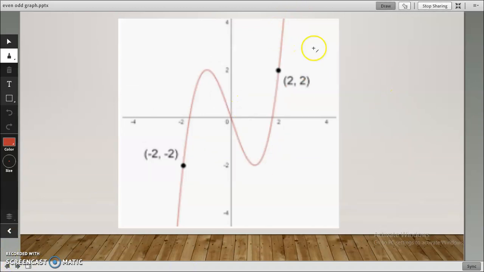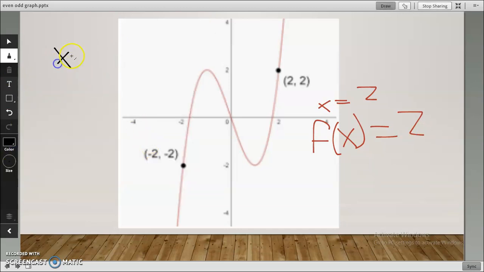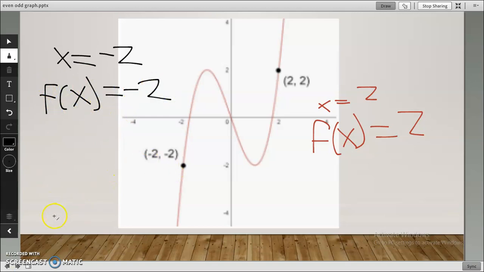All right, here's another one. It does not look even because I don't have the same points here, but it looks like it could be odd, and they even give us 2 points because they're so nice. So if I plug in x equals 2, then my f of x, my y value, is equal to 2 also. And if I plug in x equals negative 2, the negative of that, I want the negative of this f of x. And it is negative, we can see here. So it is the opposite. So it is odd.